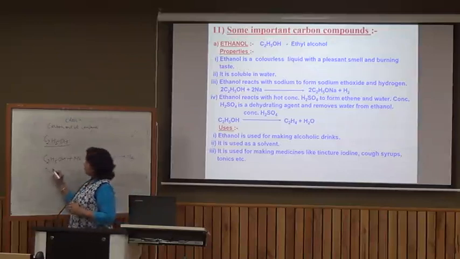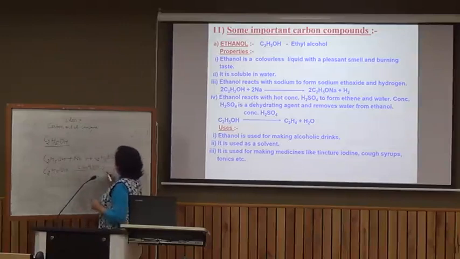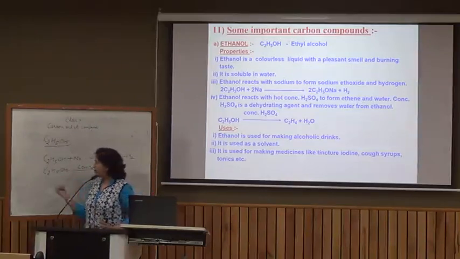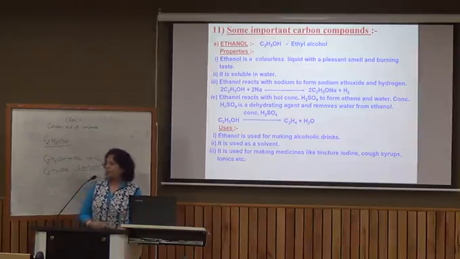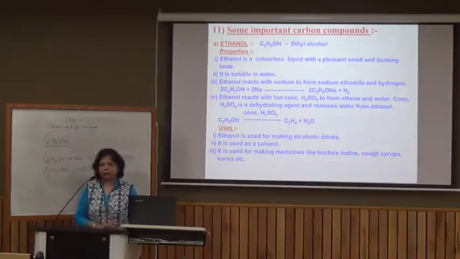So ethanol, when it is heated with concentrated sulfuric acid, which removes a water molecule from it, results in the formation of C2H4, that is ethene. So concentrated sulfuric acid acts as a dehydrating agent here. It removes a water molecule from alcohol. So these are the two important chemical reactions of ethanol: one is the reaction with sodium and the other is the reaction with sulfuric acid. One more reaction is with carboxylic acid, which will be studied later.